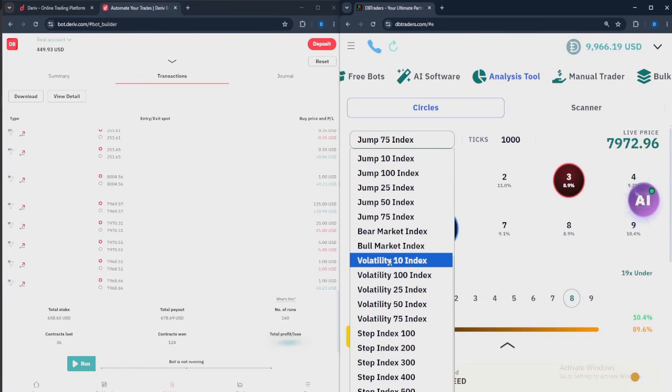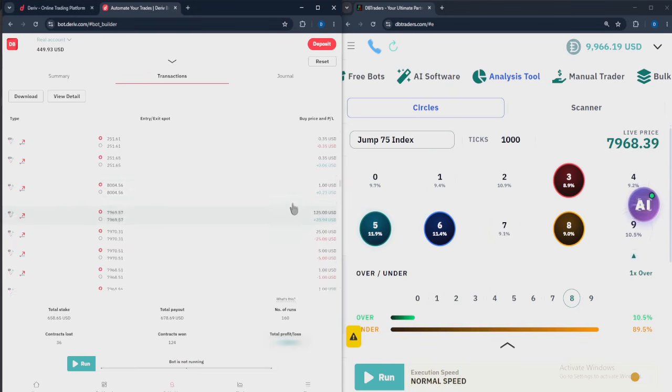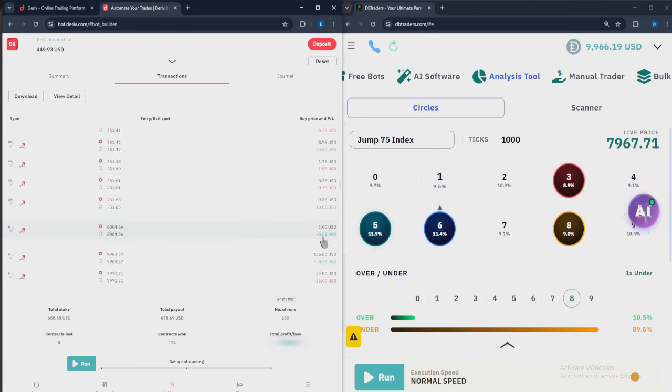Just use the same strategies you use in over-under, the same over 1, under 8 strategies, but now for the Jump indices, okay? Please ensure you test them out. So I stopped the bot a bit, then I continued. As you can see, I hope now you have seen the consistency.